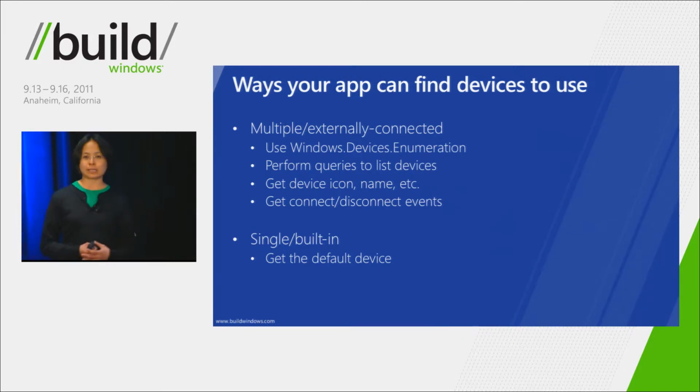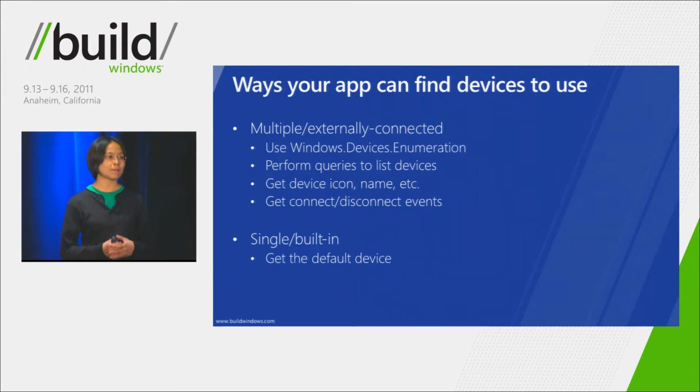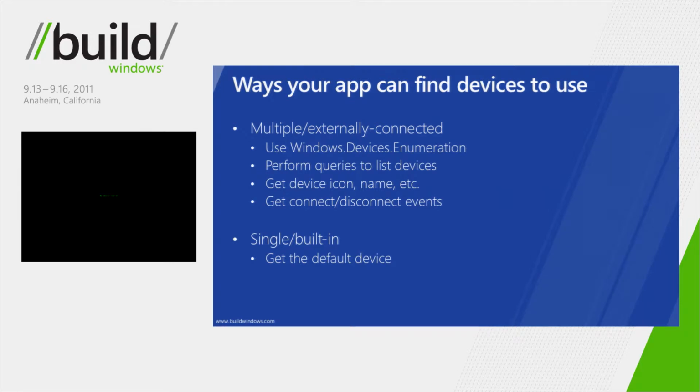Those are easily findable using windows.devices.enumeration. This is the API you can use to find any device. And it not only lets you find devices, it lets you query to find the devices. So you can construct queries by device properties, and you can basically find any device you want in the system. And besides finding devices, you can also get properties of the device, like the icon, the name, and so on.